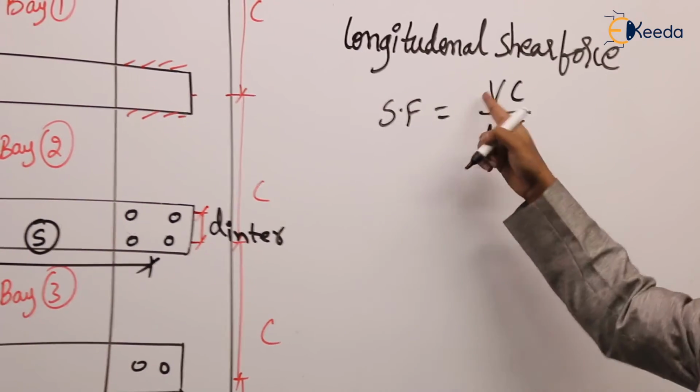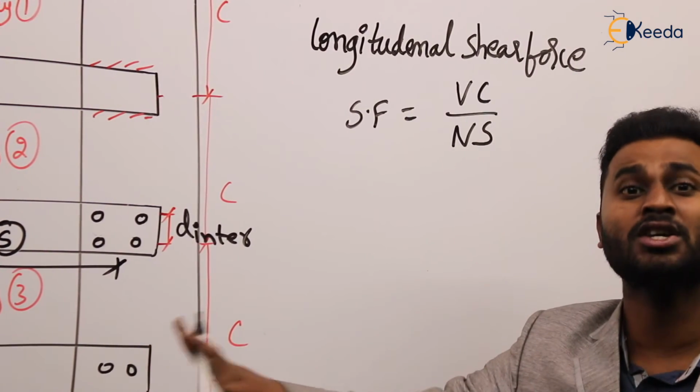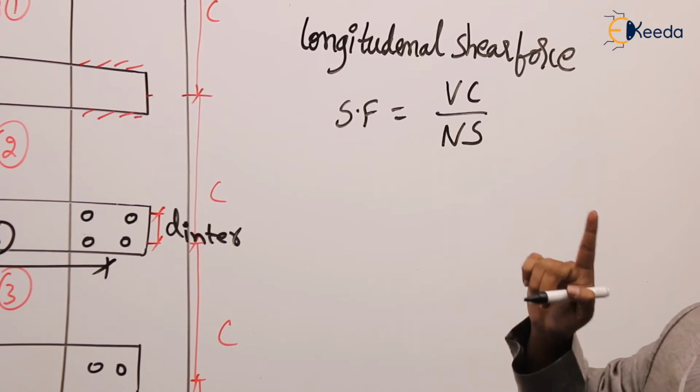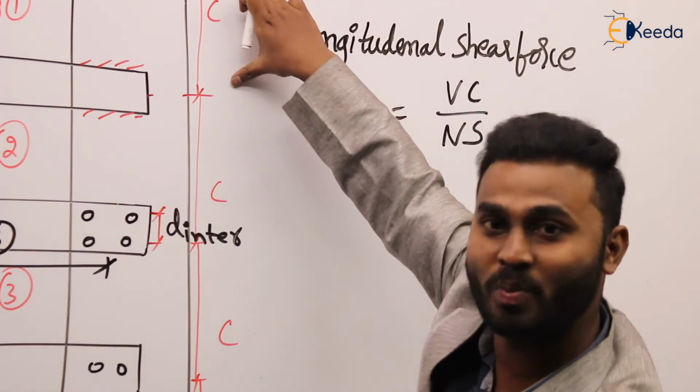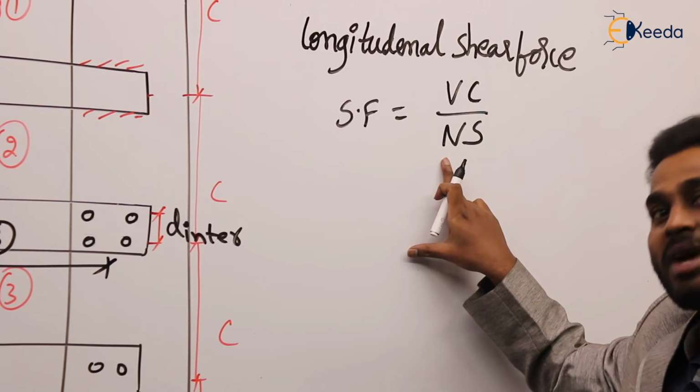So if you see here, V, what is V? V is the total force on this batten system. How much is it? 2.5% of the total column load. And then C, what is C? C is the spacing between the two battens. Okay, and then what is N? N here is the number of planes of batten.